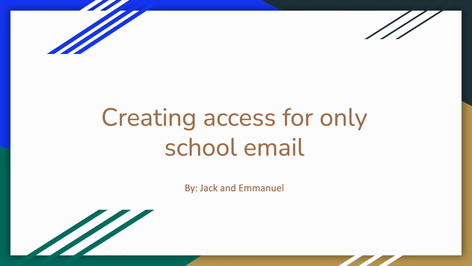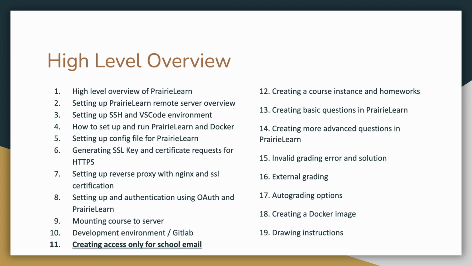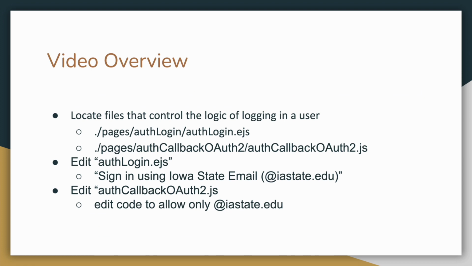The final presentation will be creating access for only school emails. So here in the last higher level overview, we are on the last step, which is 11. For the video overview, we're going to locate the files that control the logic of logging in a user, and these are the files, their directory. We're going to edit the auth login just to display that a user can only log in with the Iowa State email. And we're going to edit the auth callback OAuth 2 to only allow Iowa State emails for the actual logic portion.